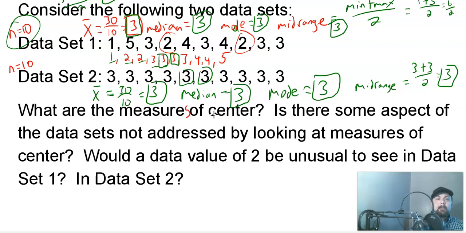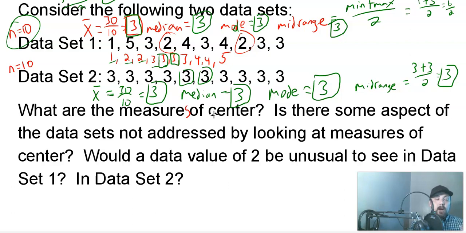And you wouldn't know that by just looking at the measures of center, because through the measures of center, the data sets appear the same. But there's a big difference, because 2s are common in data set number 1, whereas a 2 does not even occur in data set 2. So we would be surprised to see it occur if we were to collect more data.